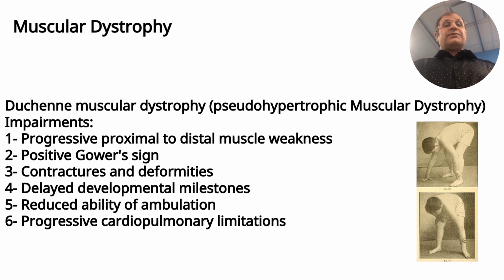Muscular dystrophy refers to a collection of disorders characterized by the gradual weakening and deterioration of muscle tissue. I begin with Duchenne's muscular dystrophy or pseudo-hypertrophic muscular dystrophy.